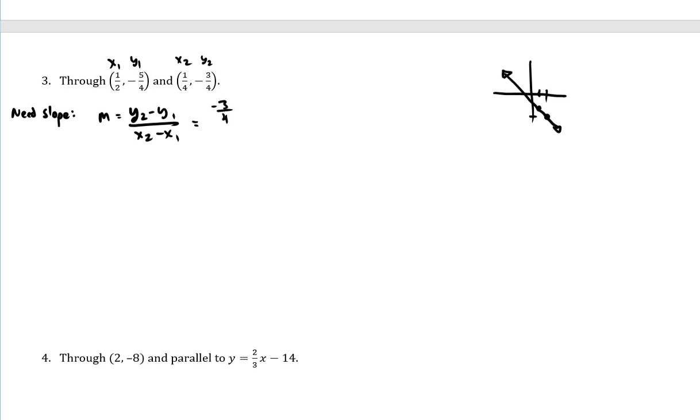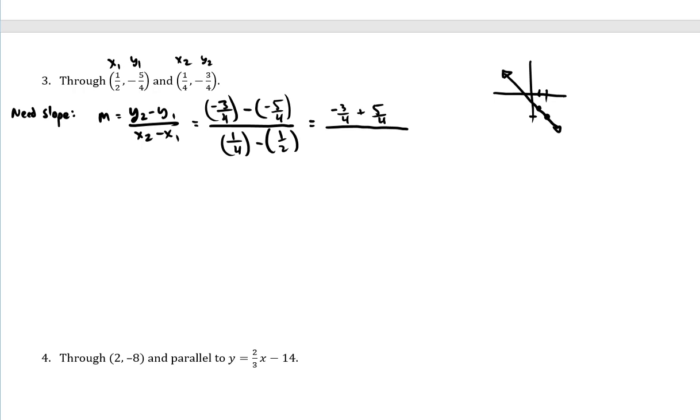So we have -3/4 minus -5/4 over x2, which is 1/4, and then minus x1, which is 1/2. Okay, so let's continue working with this where I'm going to get rid of those parentheses because I can see I have a double negative. So let's write it as -3/4 plus 5/4.